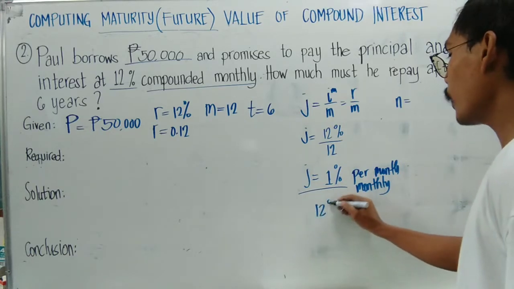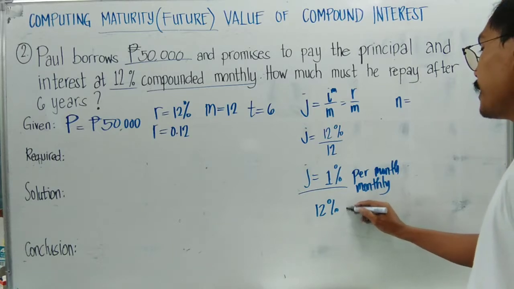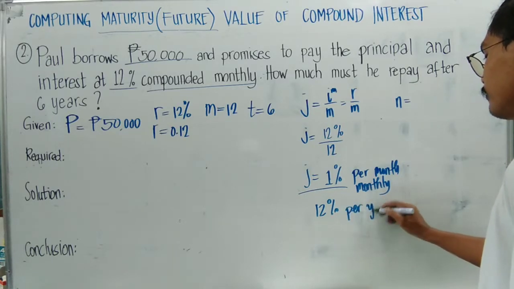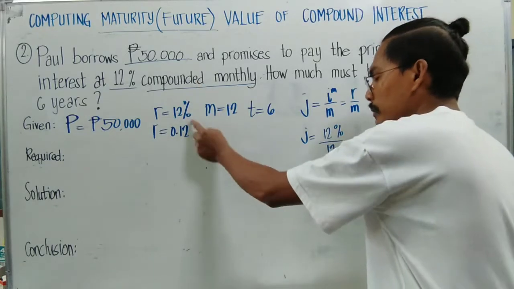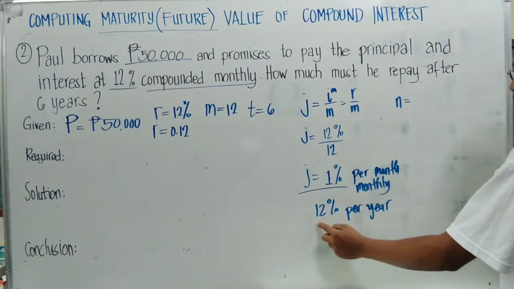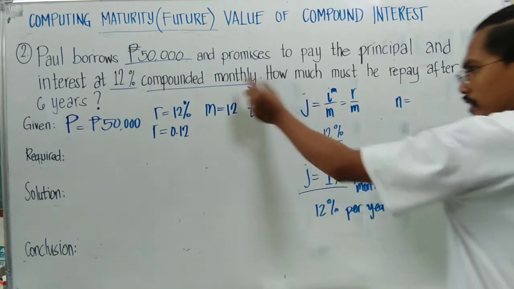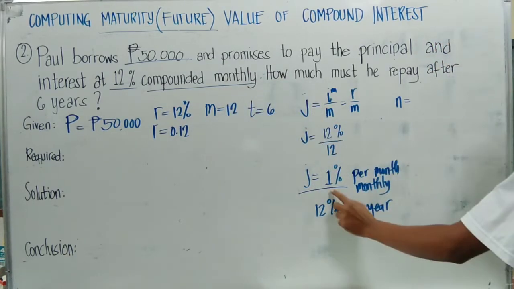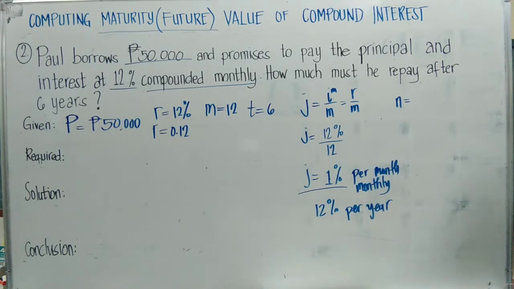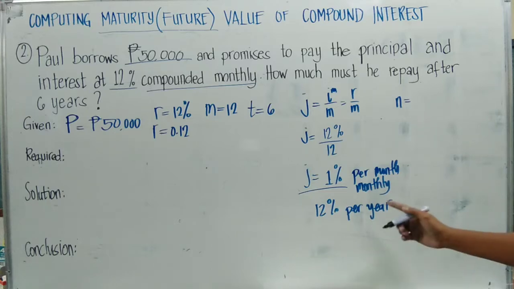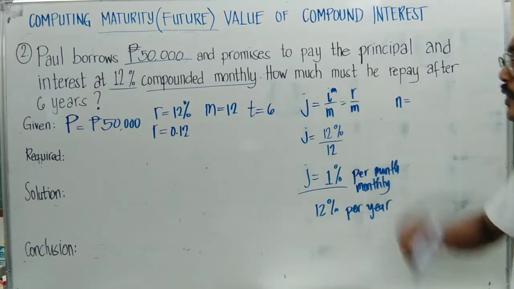Okay, so we have 12% for the whole year. Again, this 12% is the annual or nominal rate. This is the rate of interest each year, but it's compounded monthly, so 1% monthly or per month. Okay, so that is the difference between J and R, or i raised to m.